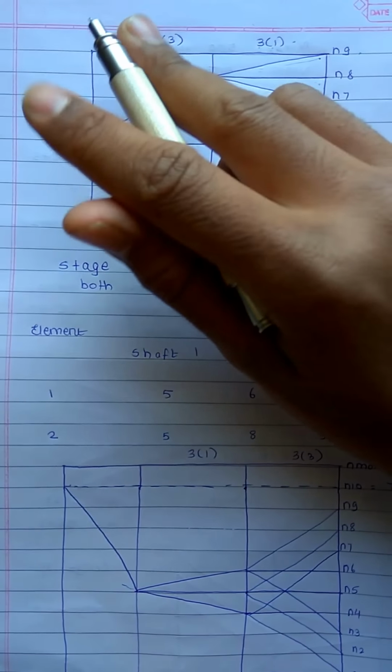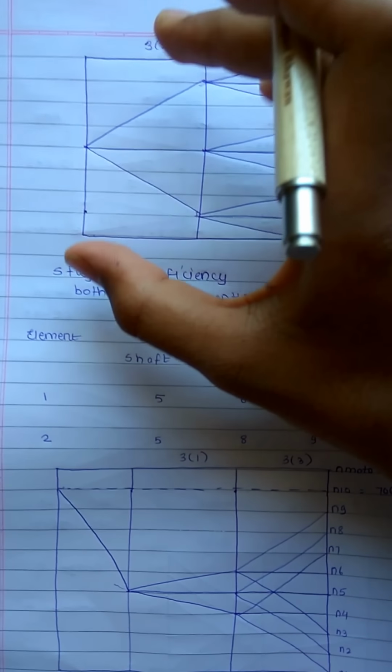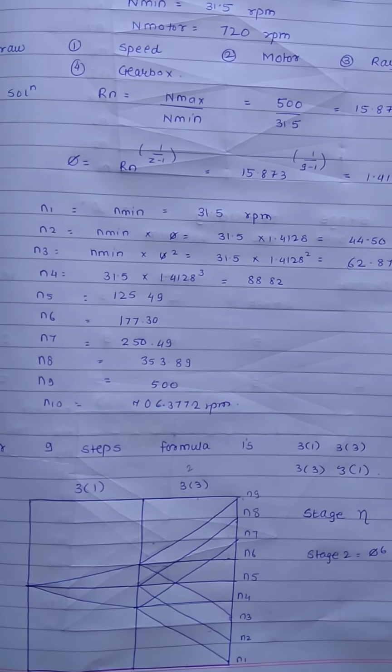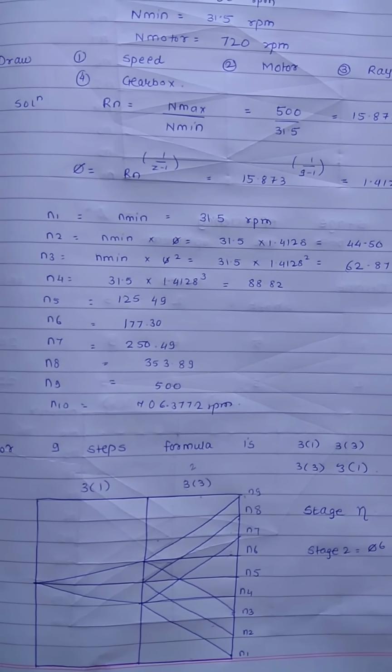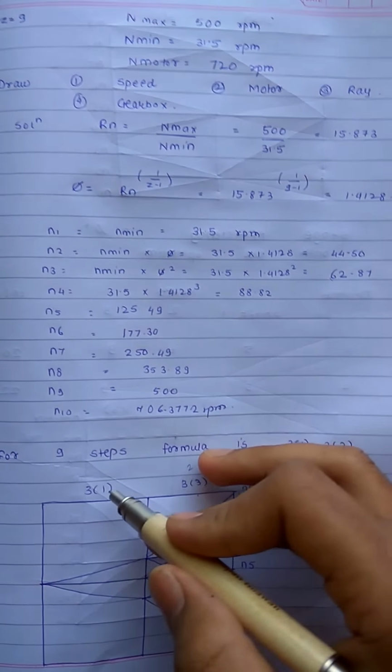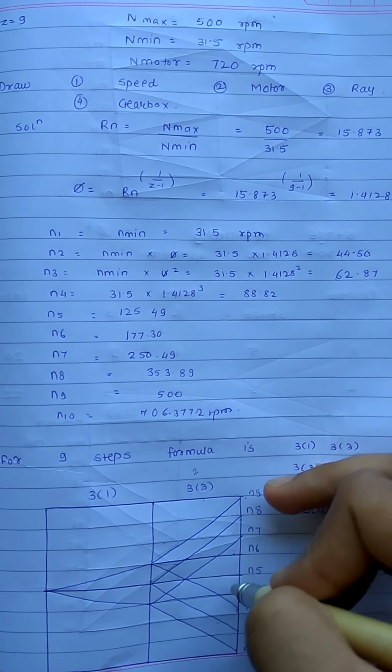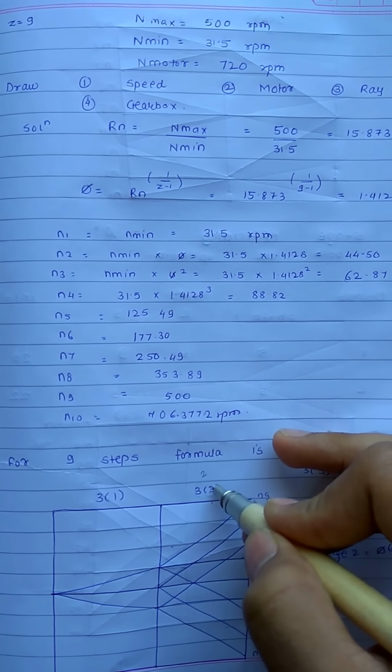We have to decide which is the best. So first we can find out the stage efficiency. Let's see how to find it out. For diagram 1, we can find out the stage efficiency considering the second stage because it has the largest number of spaces or the largest number of transmissions in the second stage.